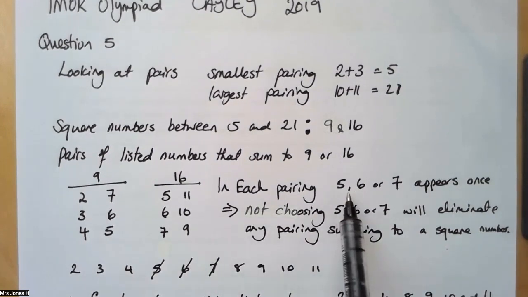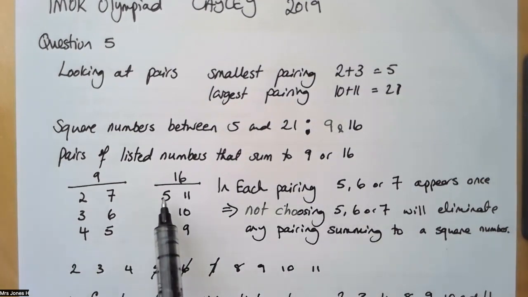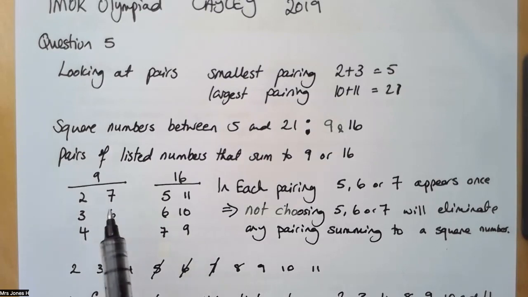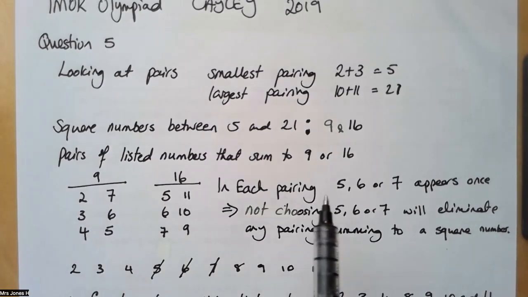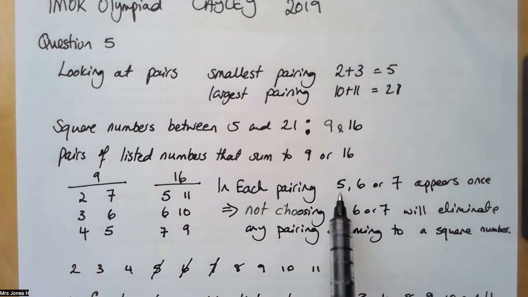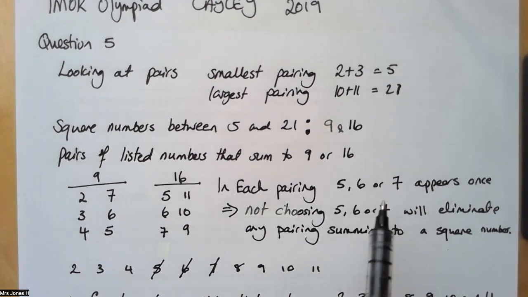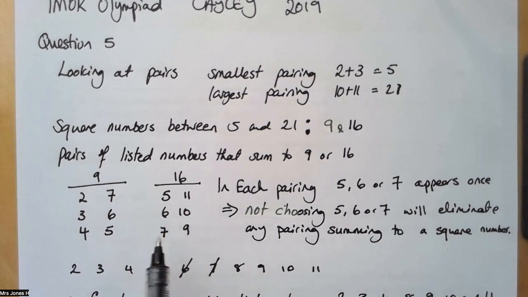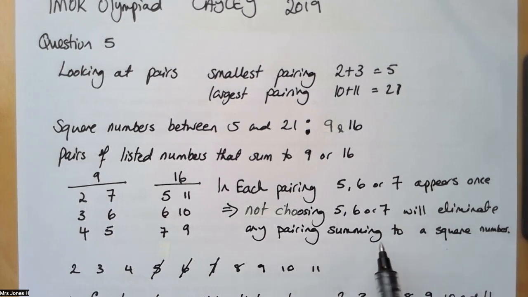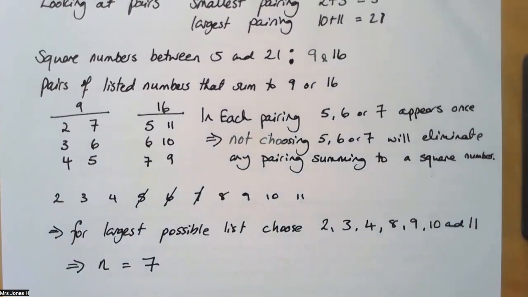In each pairing, you'll notice, and this is the key, if you like, to this question, that you've got 5, 6, 7 here, and you've got 5, 6, 7 here. So if you've got the number 5, the number 6, or the number 7, you're going to have a pairing with at least one other number. So if you don't choose 5, 6, or 7, we can eliminate any pairing to a square number.